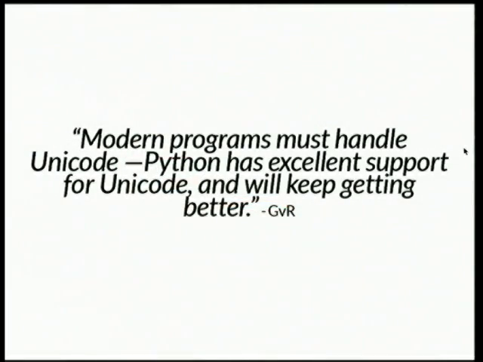So I want to talk about Unicode in Python. Unicode in Python has a long history. I'll start with this quote from GVR, which you can find on the unicode.org consortium webpage. I can't actually find when this quote was said. 2000. Okay, so this is much older than I thought. Modern programs must handle Unicode. Modern in 2000. Python has excellent support for Unicode and will keep getting better. And I would like to talk about the "keep getting better" part specifically.